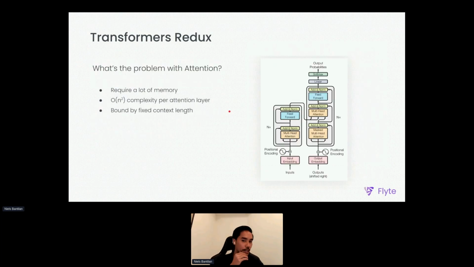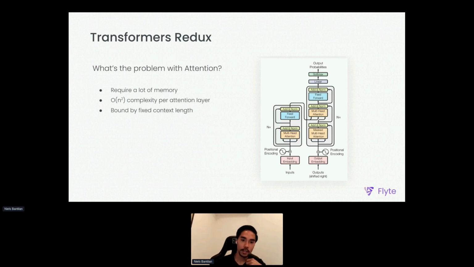So what's the problem with attention? It requires a lot of memory. Each attention layer has quadratic complexity and is bound by fixed context length. And these are all important, right? If you want to model longer dependencies, if you want to model an entire book, you need the whole context. That's going to blow up in complexity very quickly, and it's going to be very, very hard to train.